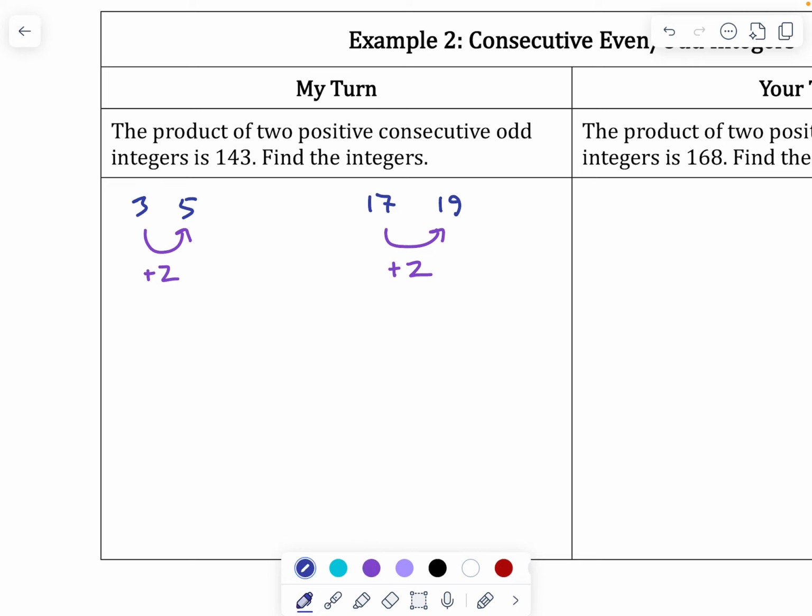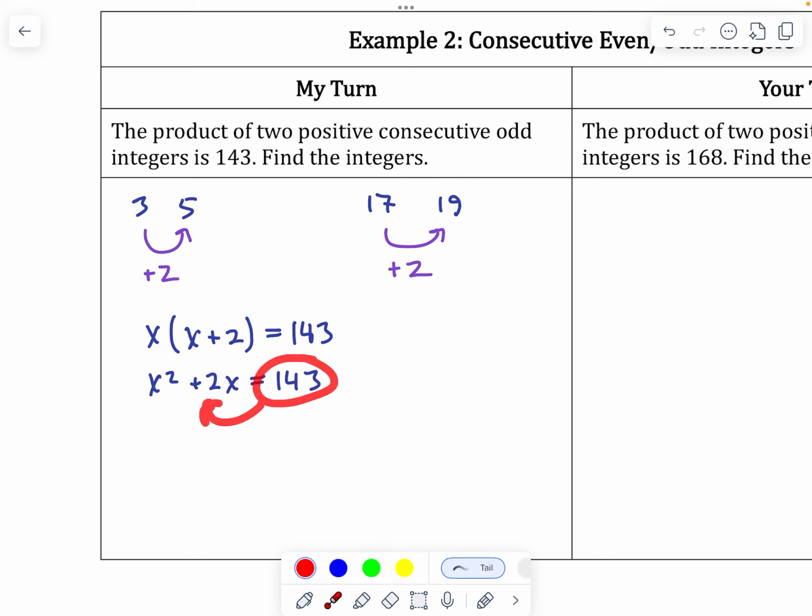So, if x is the first of our unknown positive consecutive odd integers, the next one is going to be x plus 2. In example 1, we had x and x plus 1. Now we have x and x plus 2. Their product is 143. So this is the quadratic equation that we need to solve. We'll start by distributing. This gives us x squared plus 2x equals 143. I'm going to subtract the 143 to the other side.